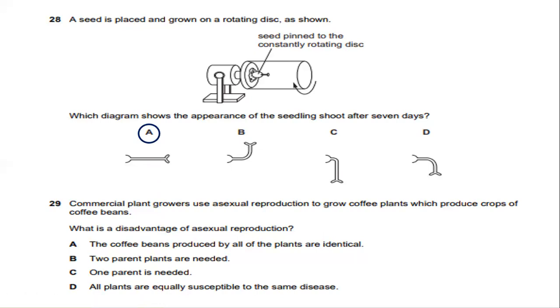Number 29. A commercial plant grower uses asexual reproduction to grow coffee plants, which produce crops of coffee beans. What is a disadvantage of asexual reproduction? As you already studied, since the offspring are genetically identical to the parent, they are susceptible to the same diseases and nutrient deficiencies as the parent. So the answer for this question would be that all plants are equally susceptible to the same diseases.